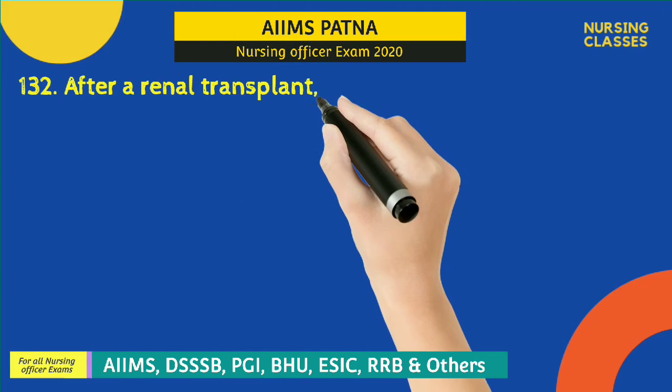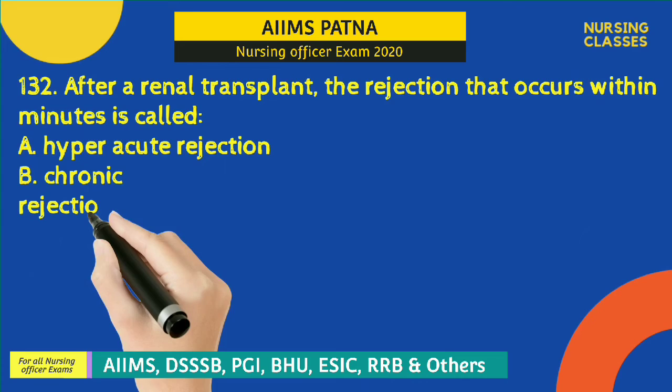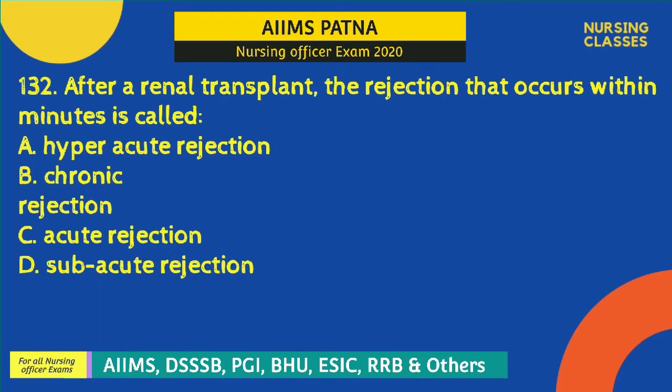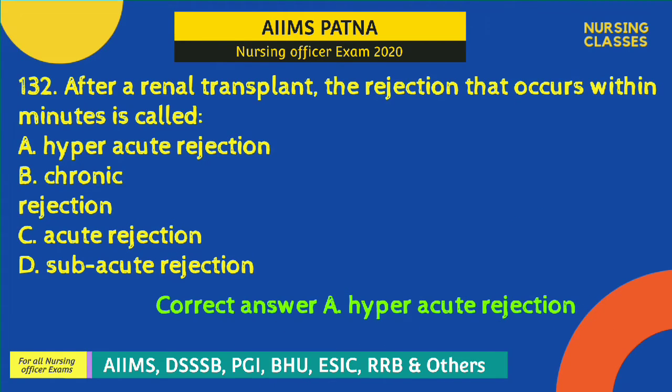132. After a renal transplant, the rejection that occurs within minutes is called: A. Hyperacute rejection, B. Chronic rejection, C. Acute rejection, D. Subacute rejection. Correct answer A. Hyperacute rejection.